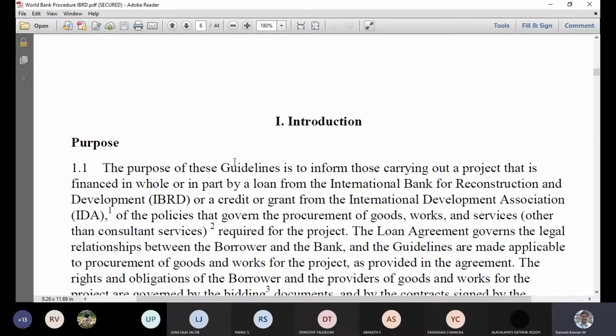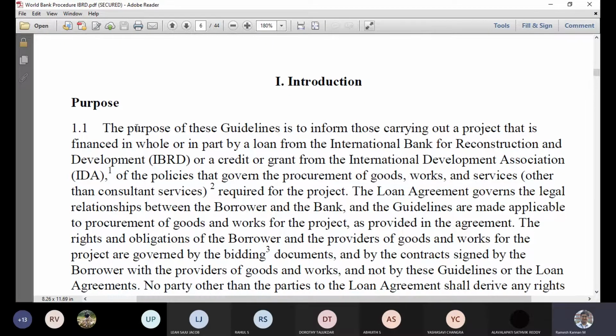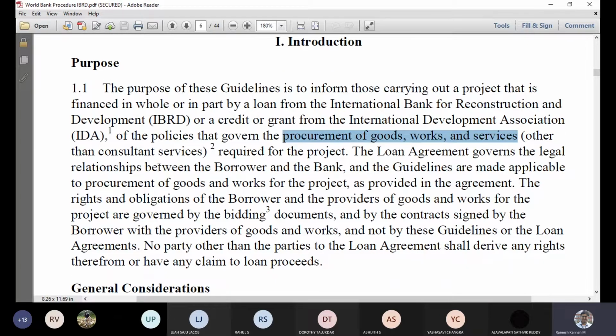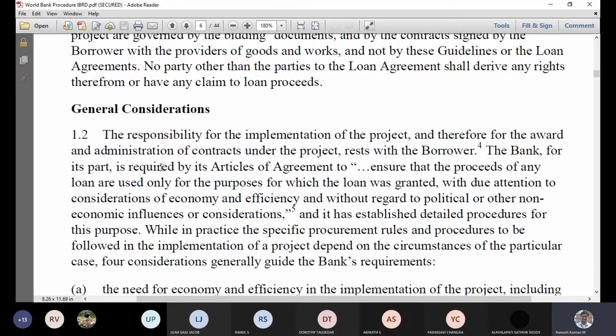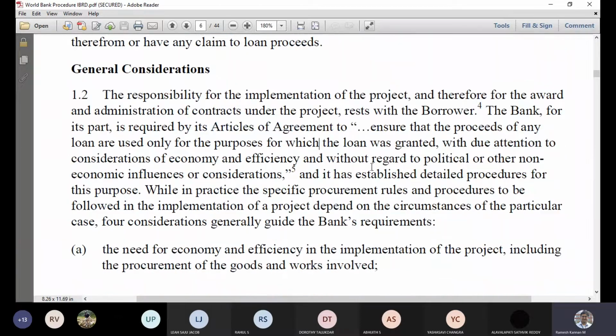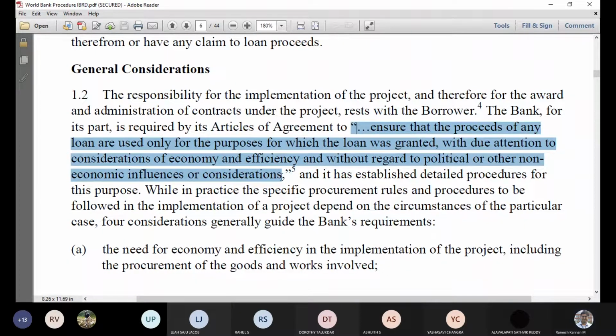So let me quickly run through these because it's quite a big document. First, they talk about the guidelines. This is a guideline for crediting or granting loans from the International Development Association for the procurement of goods, works, and services by government or private agencies. And then they talk about the article of agreement. What they say here is very important.